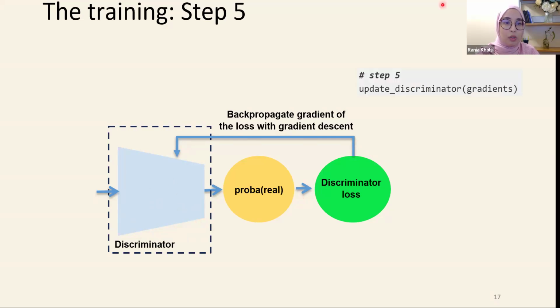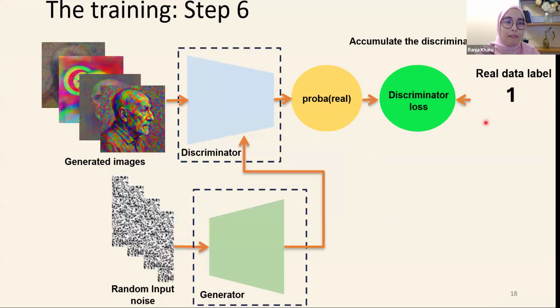Now, in terms of code, we are going to update the discriminator, taking into account the gradients. Step number 6 is where we need to compute the generator loss function. The idea is that we can reuse the previously generated fake images. These images we already had, so we are going to use them and get the estimated probability for each one from the newly updated discriminator.